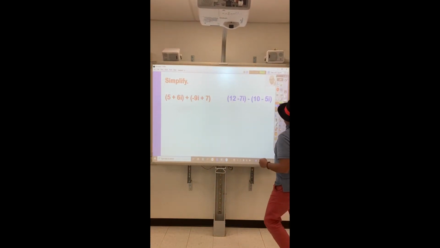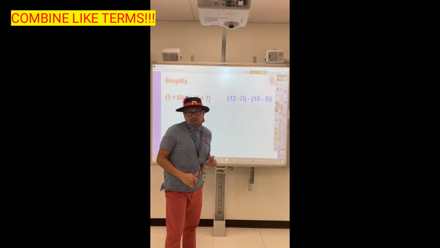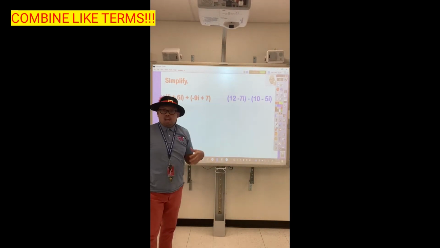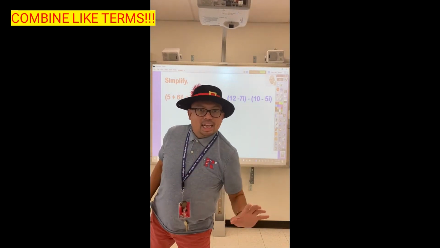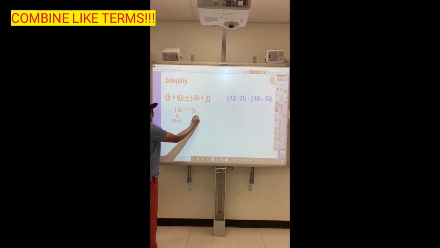So let's try to simplify expressions involving complex numbers, with the real and the imaginary parts. So 5 plus 6i plus negative 9i plus 7, we're just combining like terms. Since it's adding, 5 plus 7 is going to be 12. 6i plus negative 9i is negative 3i. This is your real part, and this is your imaginary part. Okay? And that's the answer.